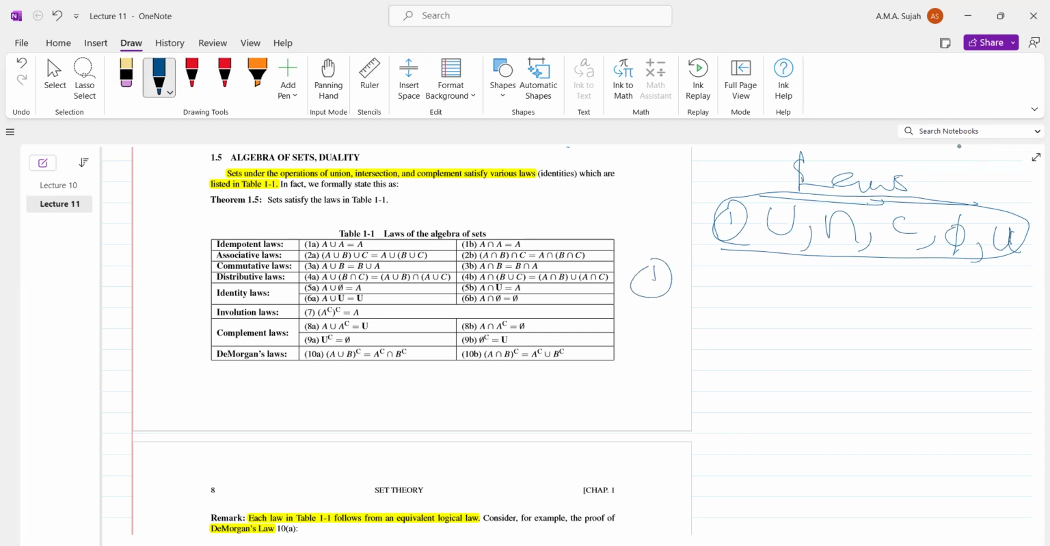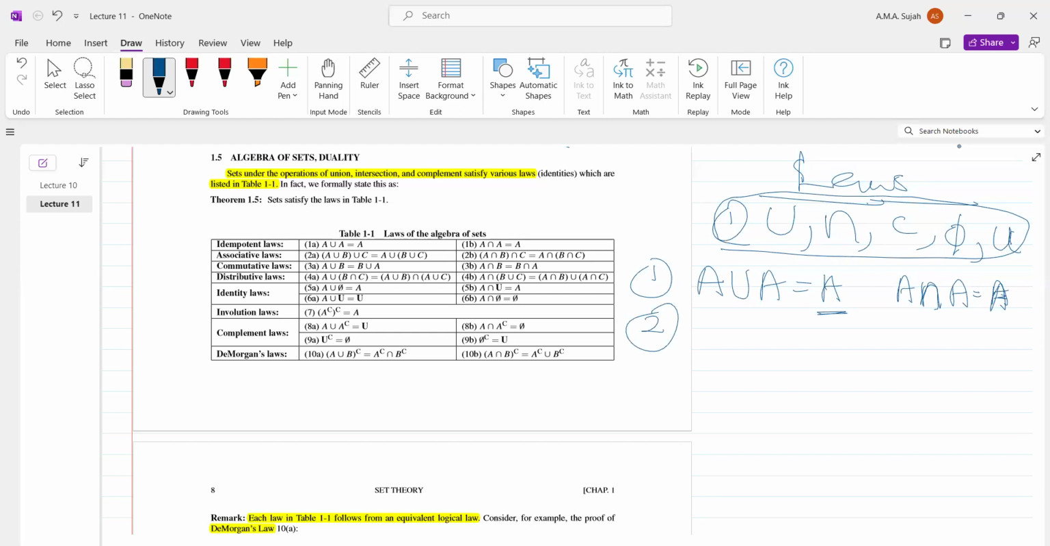The first law is the idempotent law, right? Idempotent law means, let's imagine you have a set A. The union of the same set is equal to A, right? Similarly, you have a set A, and the intersection of that set with itself is equal to the same set, right? It means nothing new. If you find the union of the same set, that is the same set. If you find the intersection of the same set, it's also the same set. This is the idempotent law.